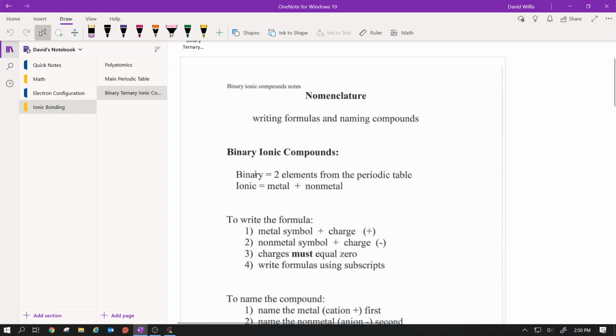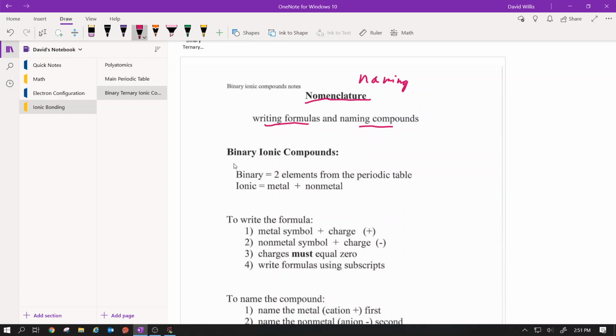We are going to be talking about binary ionic compounds and ternary ionic compounds. The title here says nomenclature. Nomenclature is the idea of naming things. We will go beyond naming and we will talk about how these ionic compounds are formed, how we can write down their formulas, and how we can name the compounds.